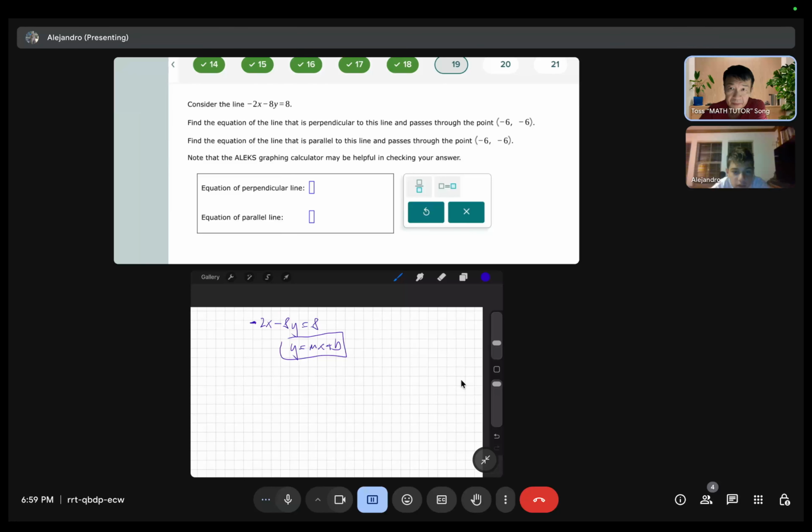To get your parallel, the slope will be the same. Careful, they switch them now. This time the parallel is the second one. And then don't forget the negative 6, negative 6. It'll be your x1, y1. Is that okay?